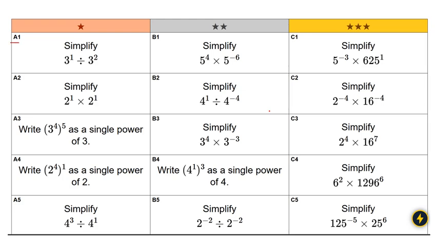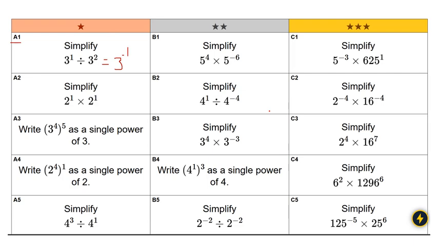So this is question A1, the red star, or 1 star. Simplify 3 to the power 1 divided by 3 to the power 2. When I divide, guys, with the same base, I subtract the powers. So 1 minus 2 is minus 1, so it's 3 to the power minus 1. Or I can write that as 1/3.